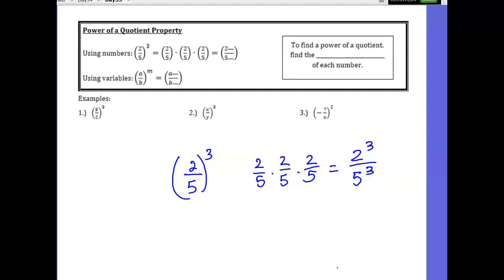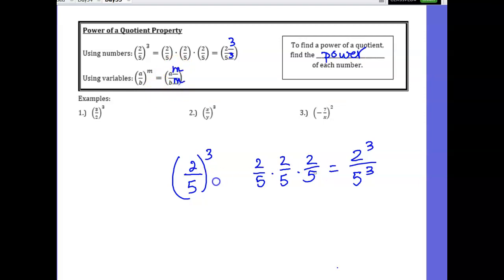So when you have a power of a quotient, you're actually going to find the power of each, the numerator and denominator. So this one would be 2 to the 3rd divided by 5 to the 3rd. And in general, this would be a to the m divided by b to the m.